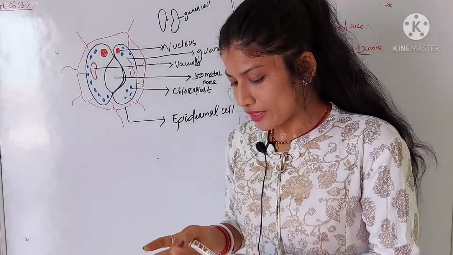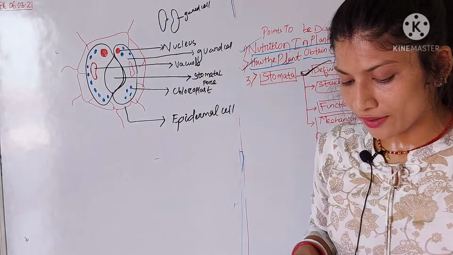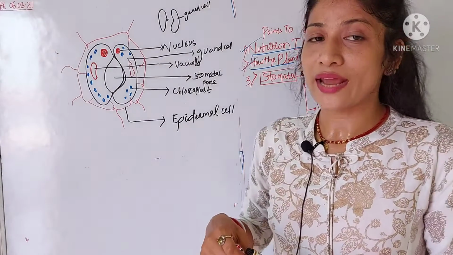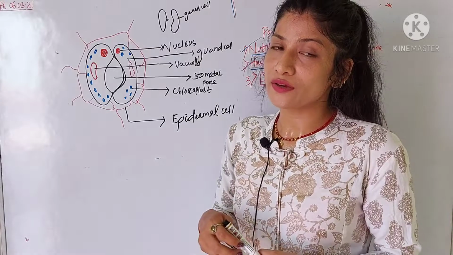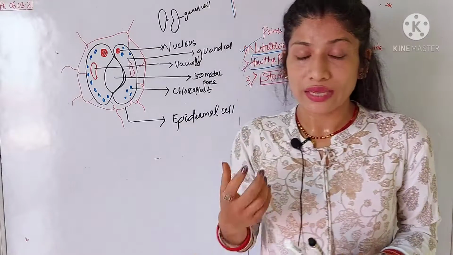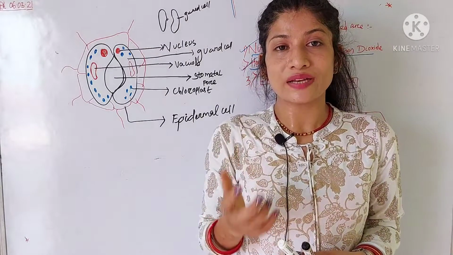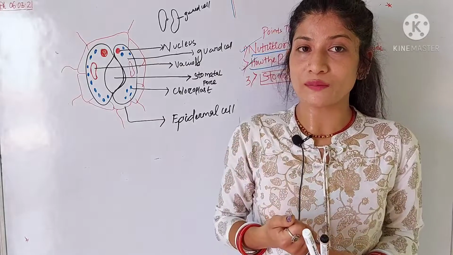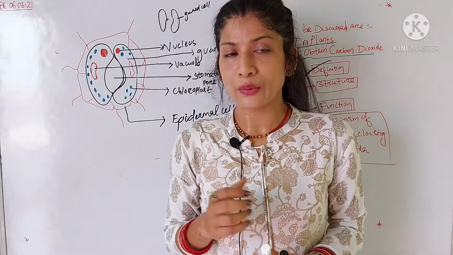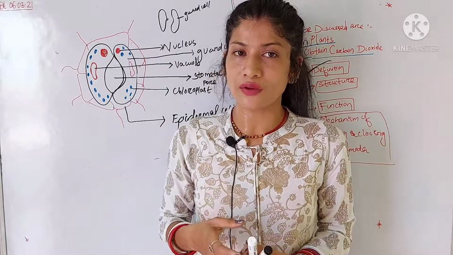So we have discussed the meaning of stomata. Stomata are the small tiny pores which are present on the surface of the leaf. In the broad leaf, the stomata are present on the lower surface of the leaf, and in the narrow leaf equally distributed on both the surfaces.